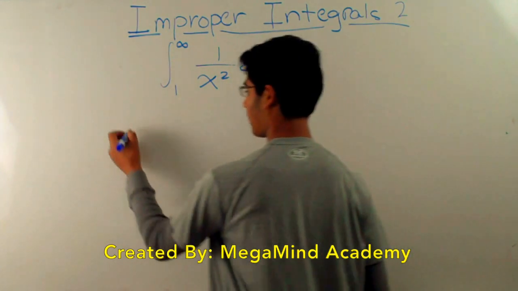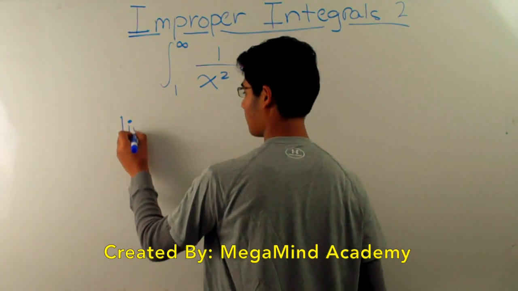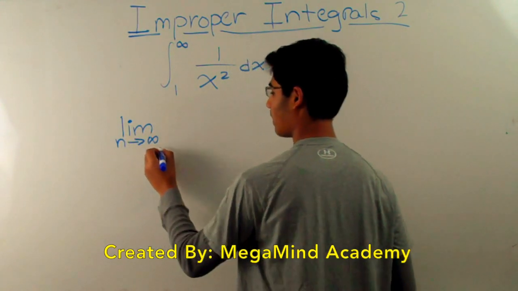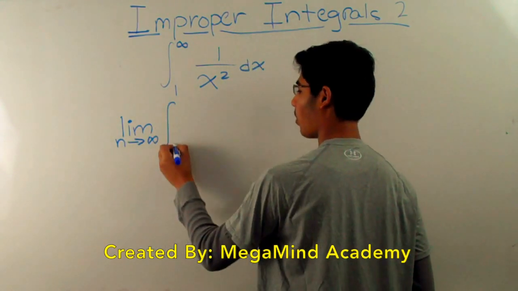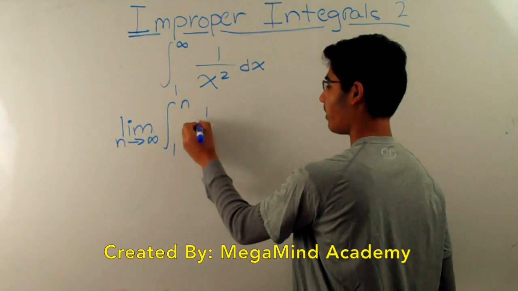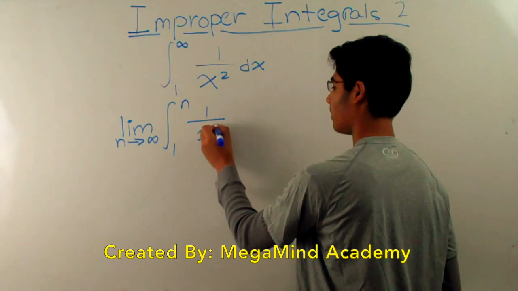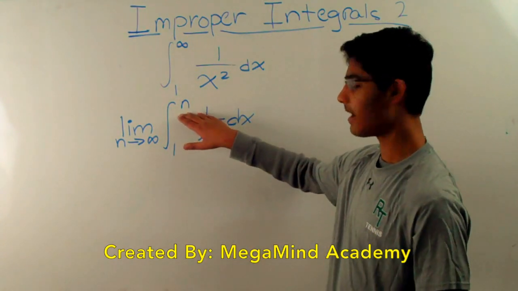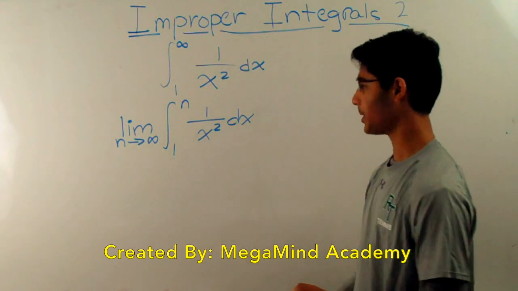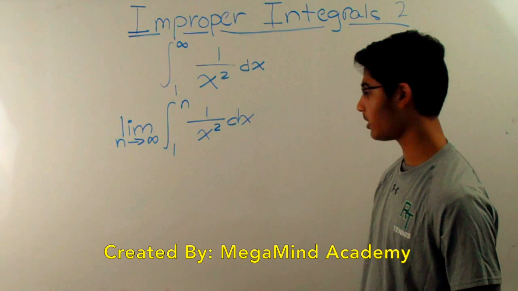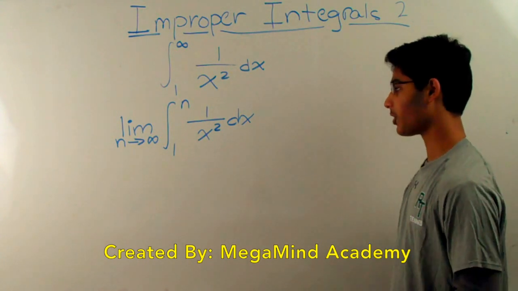This would be equal to the limit as n approaches infinity of the integral from 1 to n of 1 over x squared dx. So now, because we actually have an upper bound that isn't infinity, it's a variable, or it's just a placeholding variable, we can compute this integral.